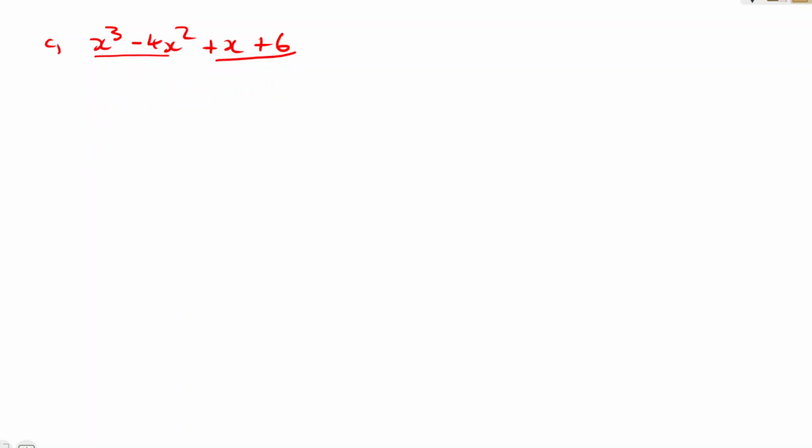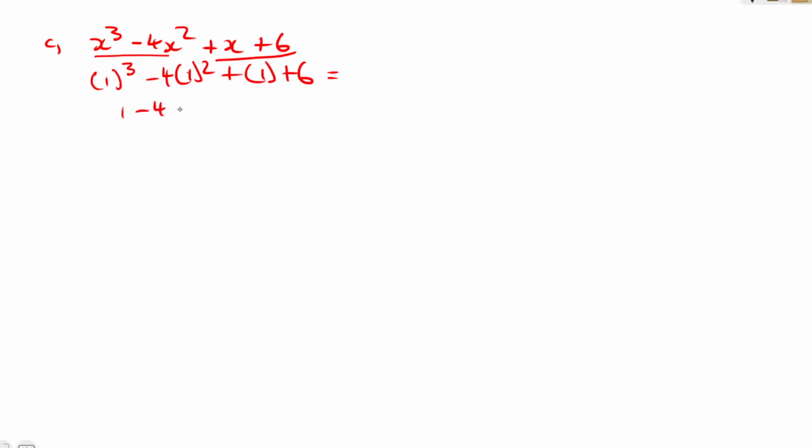The first thing you have to do is find a value of x, a number you can substitute for the variable x, such that the whole expression gives you 0. For example, substitute x by 1. If this does not give us 0, then 1 is not a factor. This is 1 to the power of 3, which is 1. Negative 4 times 1 is negative 4.